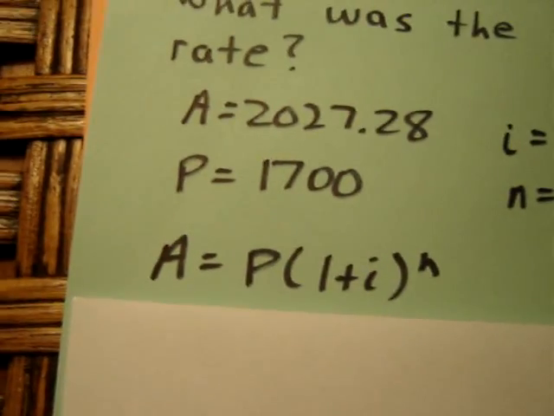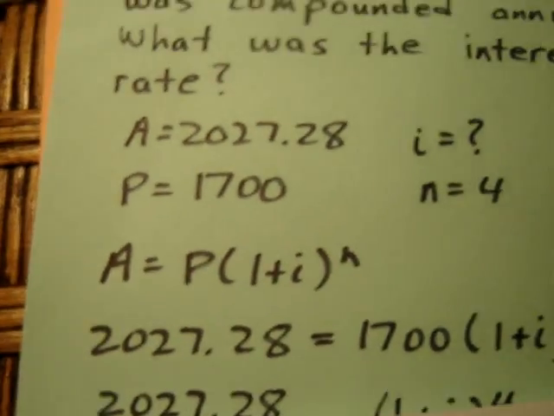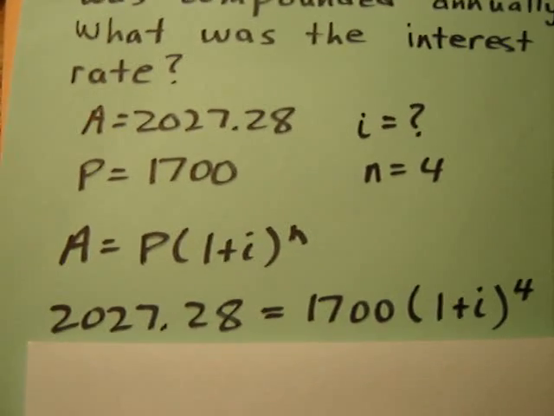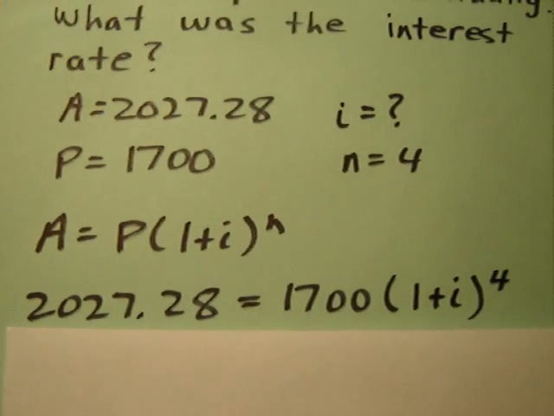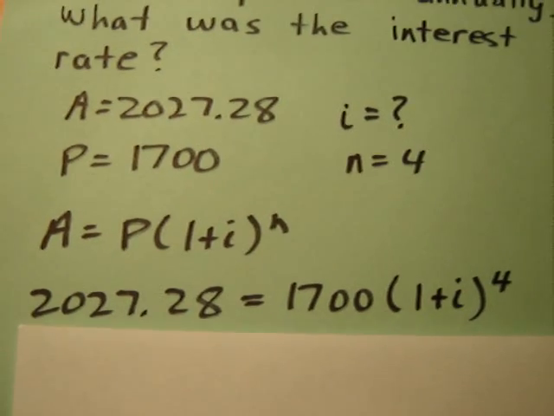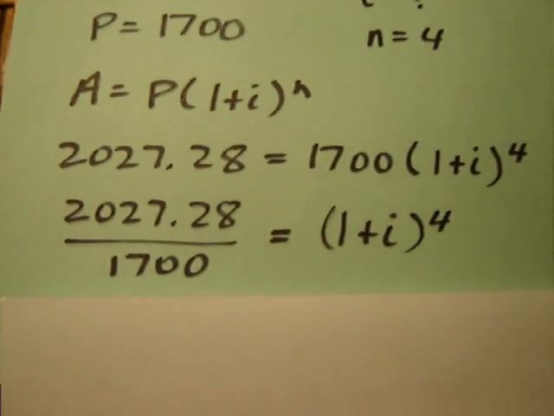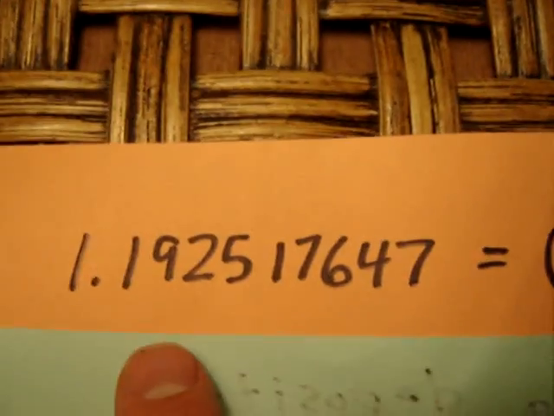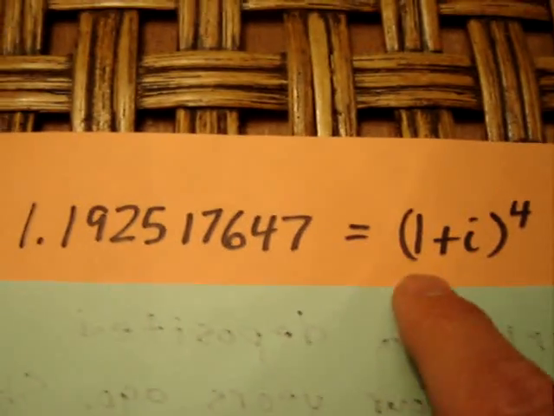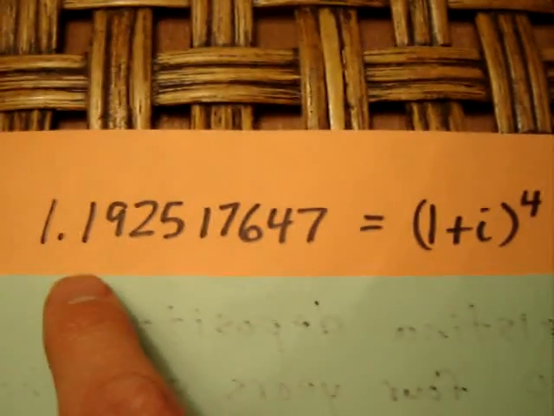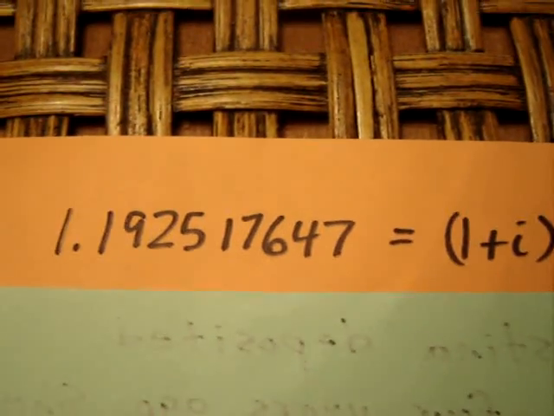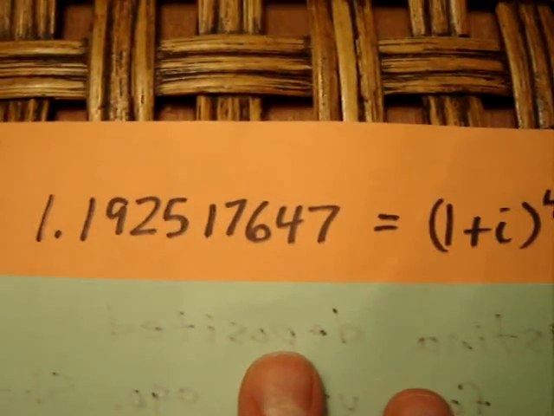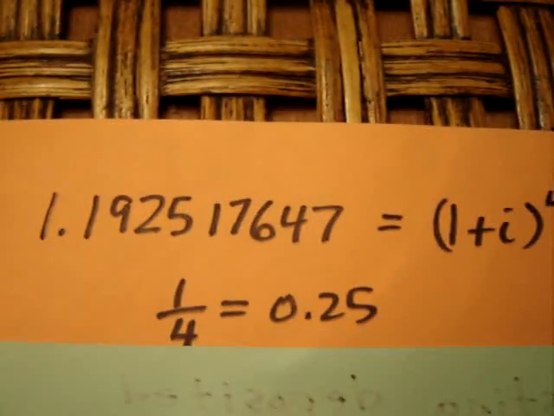So we plug the information into our formula. 2027.28 equals 1,700 times 1 plus I quantity to the exponent 4. Divide each side by 1,700, and what we get is 1.92517647 equaling 1 plus I to the exponent 4. Now you might be saying again, why so many decimal places? Because we wanted our final answer to the penny.